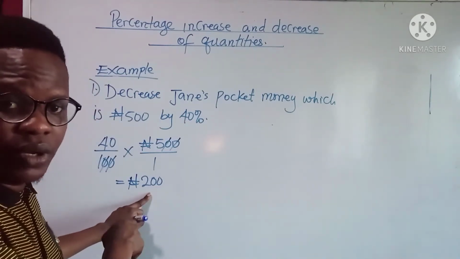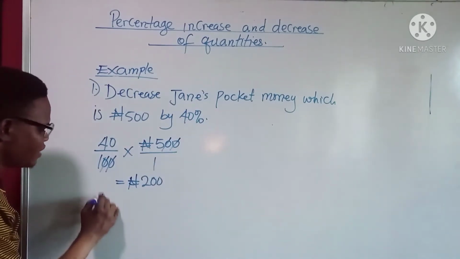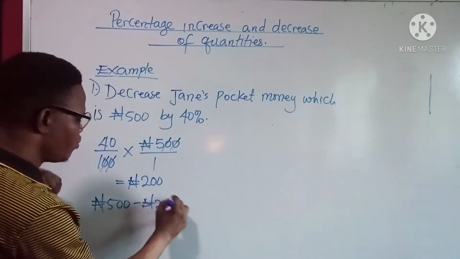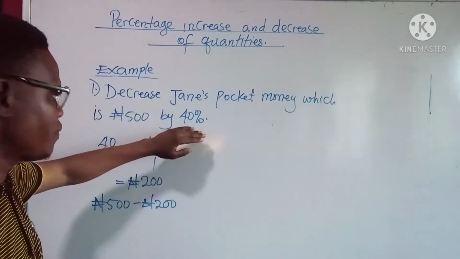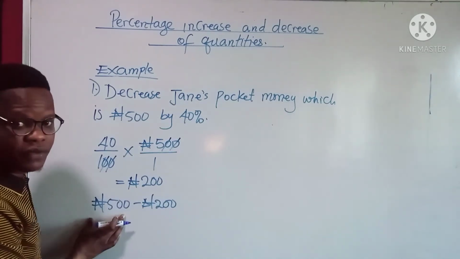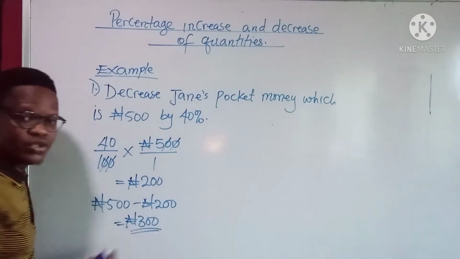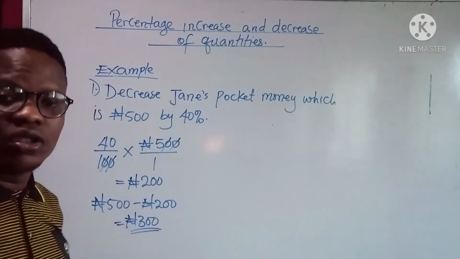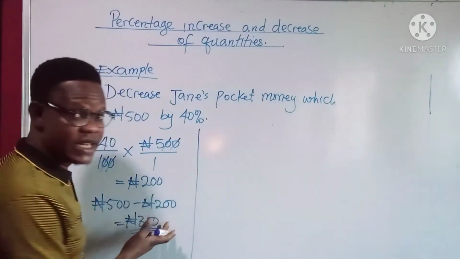But this is not what Jane will collect as pocket money. So how much is she going to get? She's going to get 500 naira minus 200 naira, because we are decreasing pocket money by 40%, and 40% of 500 naira is 200 naira. So we are taking away the 200 naira from the 500 naira, and that gives us 300 naira. So that means this time Jane is not going to get 500 naira; she's going to get 300 naira.